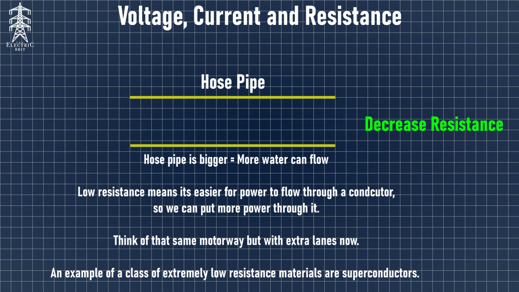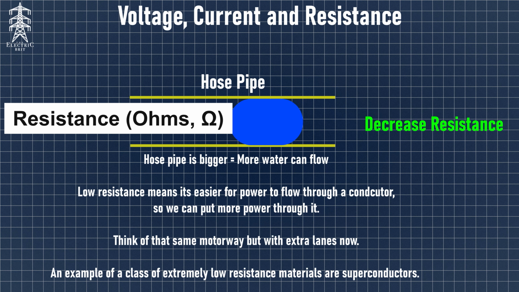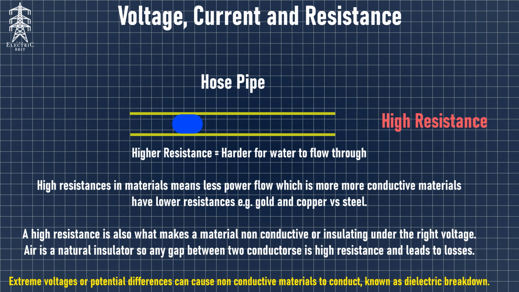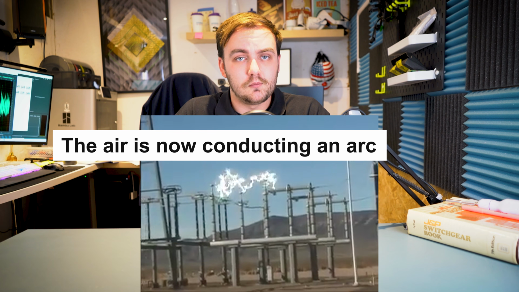The final part of Ohm's law is resistance, and is the opposition to the flow of current, or in our hose analogy, a narrowing or obstruction in the hose. A low resistance means power flows more freely, and the lowest resistance materials are known as superconductors, whereas high resistance materials are usually known as non-conductive or insulators. Air is actually a natural insulator, which is why we use it in substations to keep our switchgear at a safe distance. However, extreme voltages can make even non-conductive materials into conductors, which is known as dielectric breakdown.